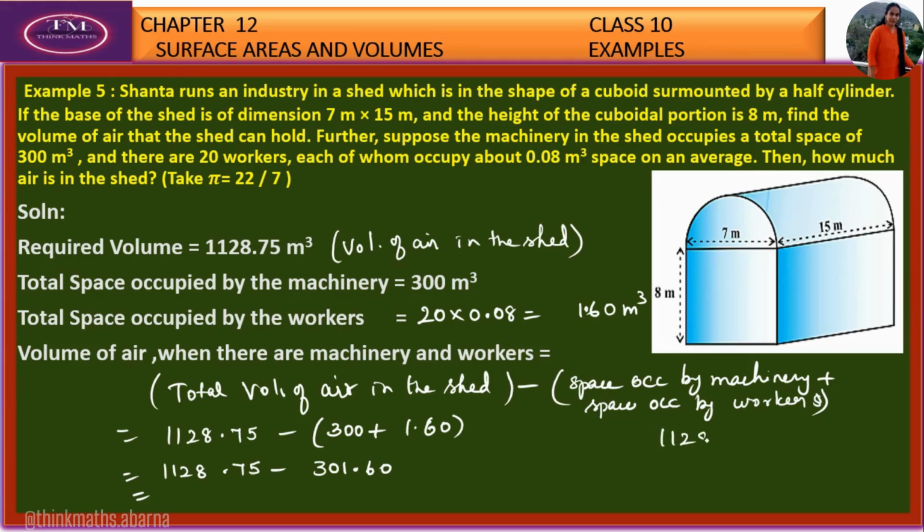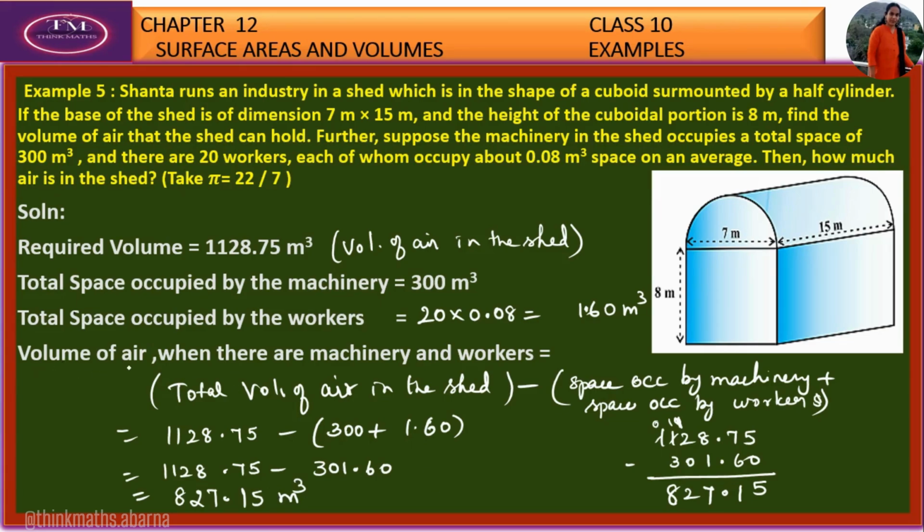So 1128.75 minus 301.60. So 5 minus 0 is 5. 7 minus 6 is 1. Decimal. 8 minus 1, 7. 2 minus 0, 2. 1 minus 3 is not possible. So this becomes 0 and this becomes 11. So 11 minus 3, it is 8. So the air occupied is 827.15 meter cube.